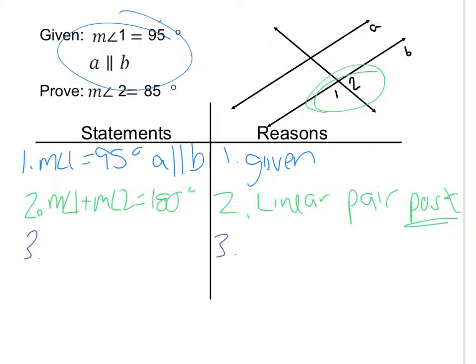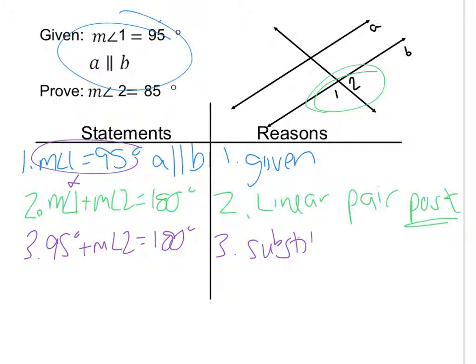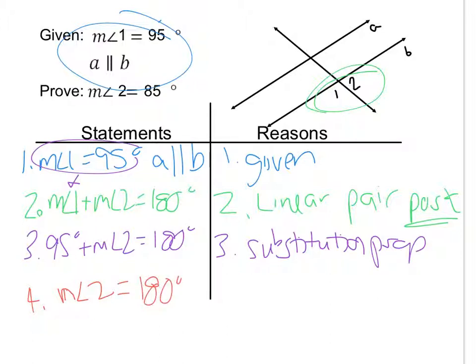Third step, same as before, we do substitution, so m angle 1 is 95. So 95 degrees plus m angle 2 equals 180 degrees. And once again, our last step here is going to be subtraction. Oops, I didn't subtract though, sorry. So that would be 85 degrees. So m angle 2 equals 85, matches the proof, we're done.